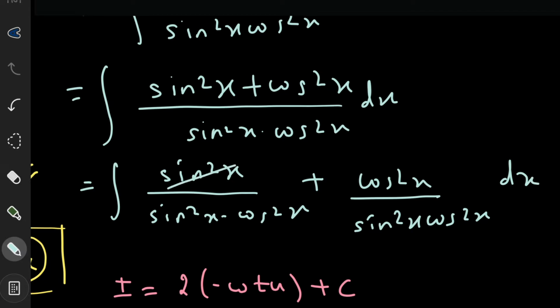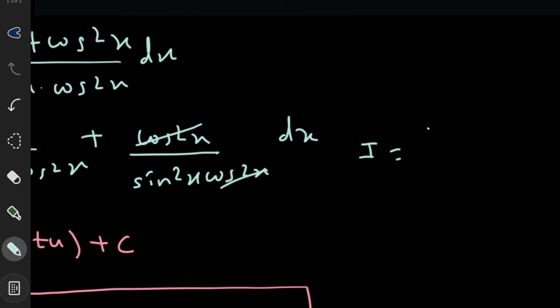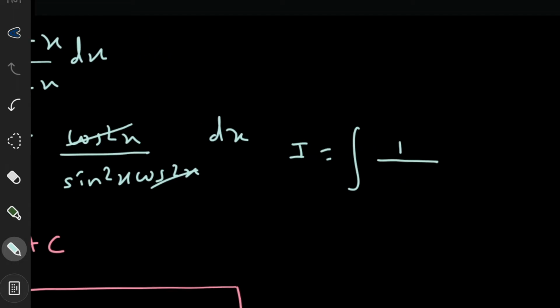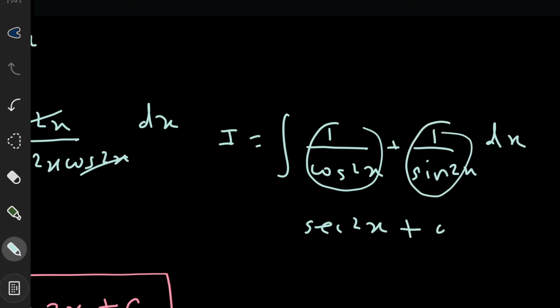Now we can see that sin square x got cancelled out, and over here cos square x and cos square x got cancelled out. So what we finally have as the value of I is equal to the integration of 1 upon cos square x plus 1 upon sin square x dx. Now this thing is ultimately sec square x, and this thing over here is ultimately cosec square x. So the integration of this thing is equal to I.